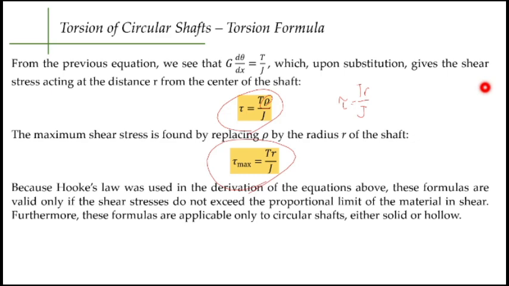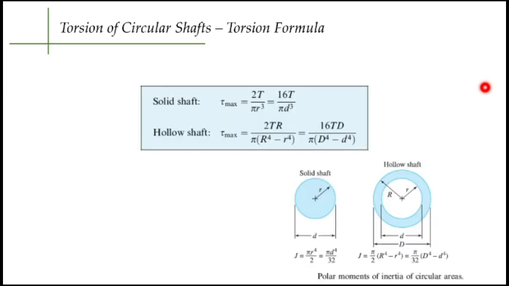Now, please be mindful that these two formulas, and also the angle of twist, which is TL over JG, are only true for circular shafts, both solid and hollow shafts. Okay, these two formulas.